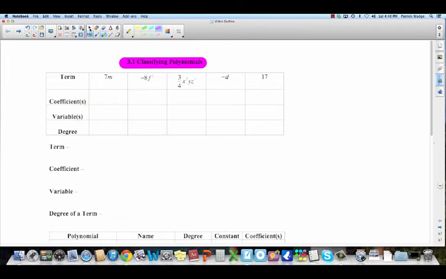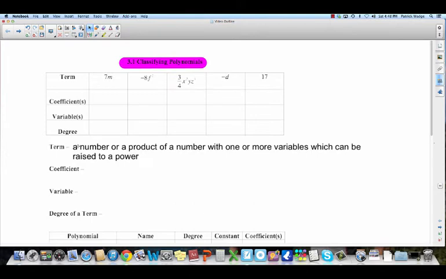But you know what would help? If we actually knew what a term is, a coefficient, a variable, and a degree. So let's talk about it. A term is a number, or it's a product of a number with one or more variables which can be raised to a power. Wow, what's all that? Okay, so let's look at this. A term could be just a number. So, for example, negative 12, that's a number. That is a term right there. But it could be more than that.